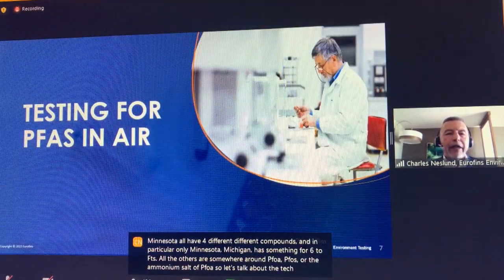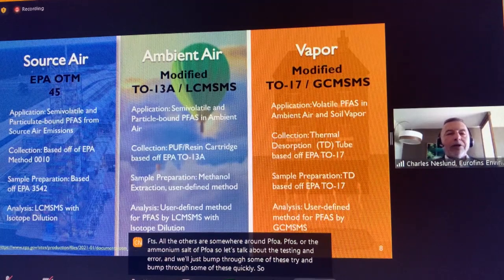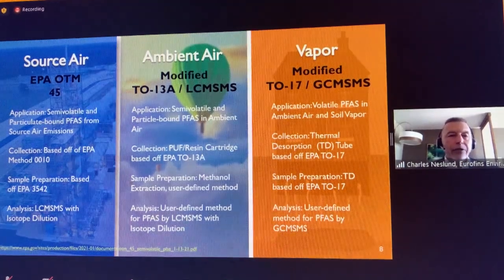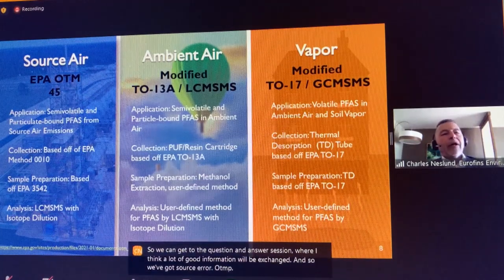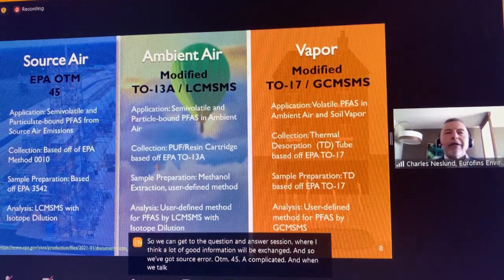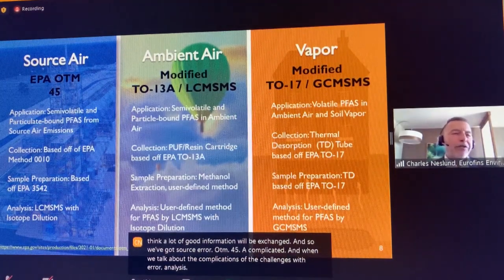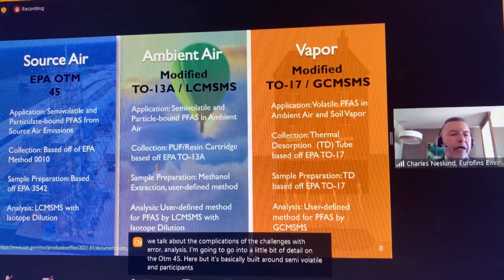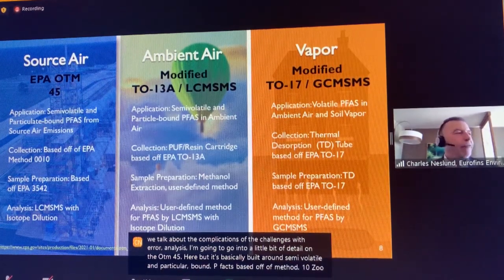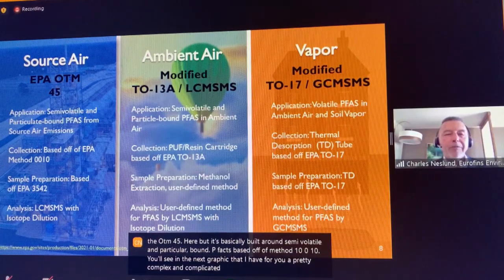So let's talk about the testing in air, and we'll just try and bump through some of these quickly, so we can get to the question and answer session where I think a lot of good information will be exchanged. And so we've got source air OTM 45, a complicated method. When we talk about the challenges with air analysis, I'm going to go into a little bit of detail on the OTM 45 here, but it's basically built around semi-volatile and particulate-bound PFAS, based off of method 0010. You'll see in the next graphic that I have for you a pretty complex and complicated sampling train.